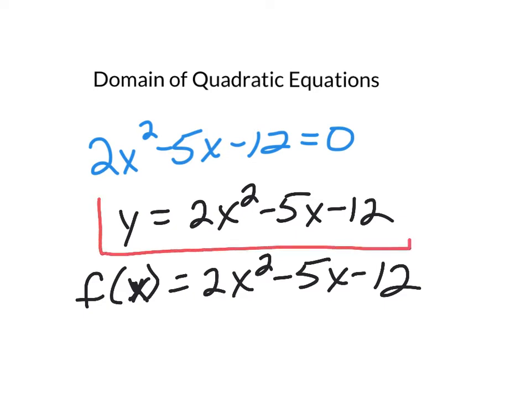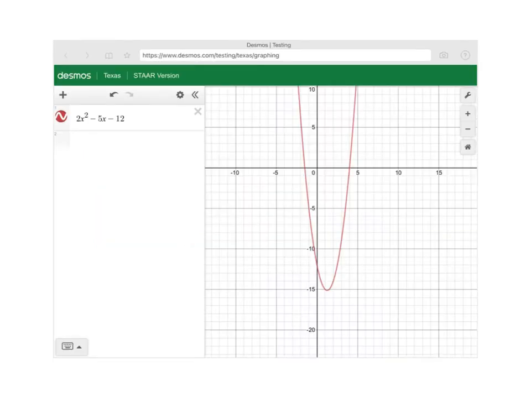This is the way we need to enter it into Desmos, in the Desmos graphing calculator, so that it will graph it for us so that we can identify some things such as the solutions and the domain and the range. In this example, we're going to look specifically at the domain. So let's go ahead and go to the Desmos and enter 2x squared minus 5x minus 12. All right, so here I've entered the equation for you. 2x squared minus 5x minus 12.